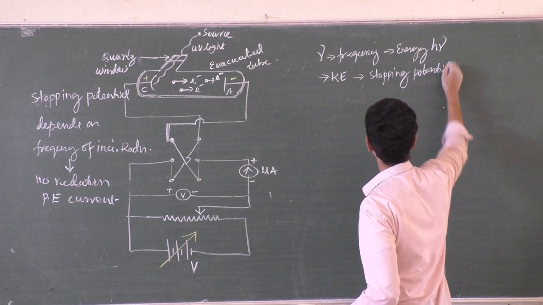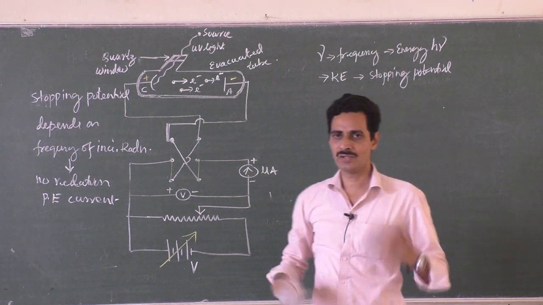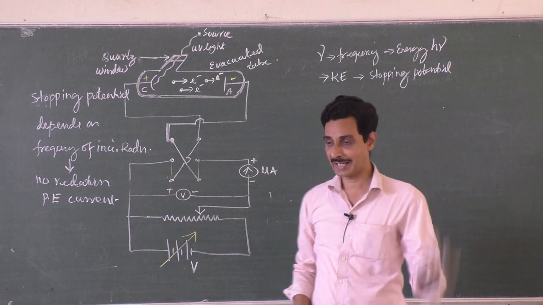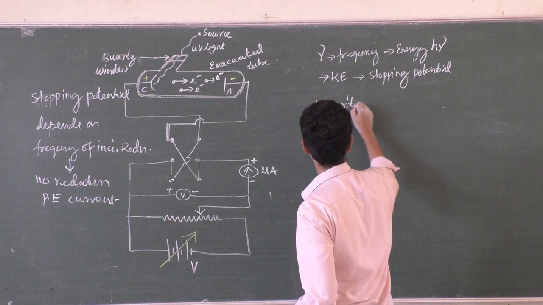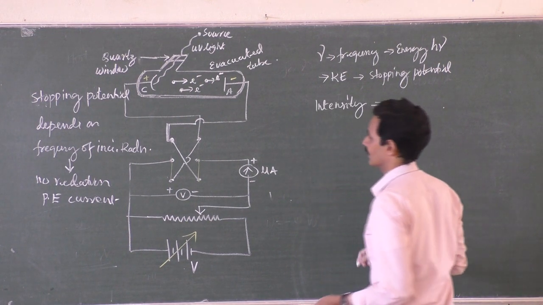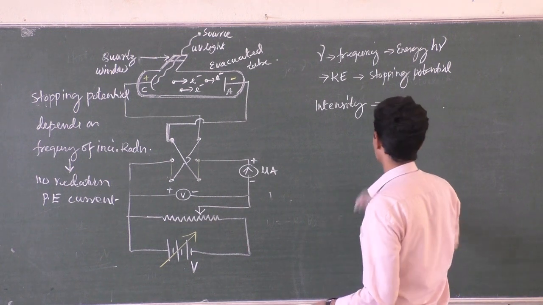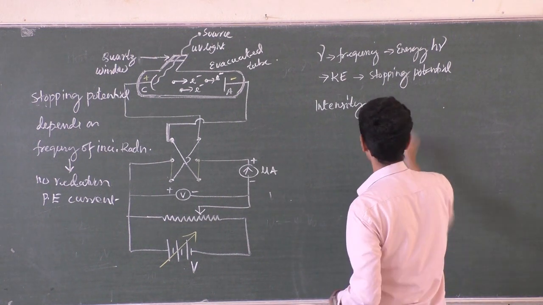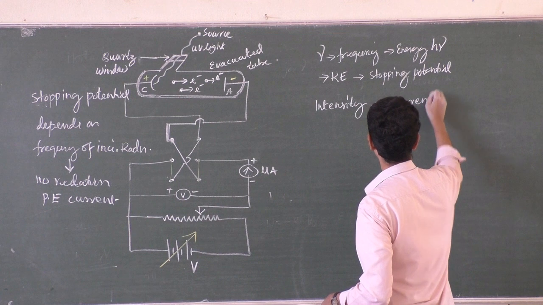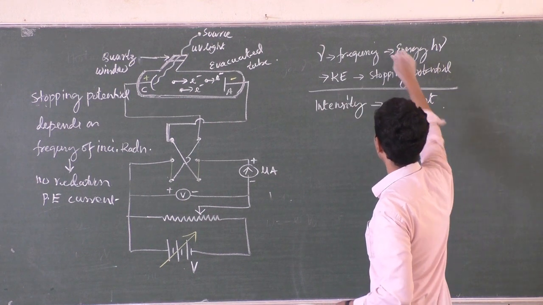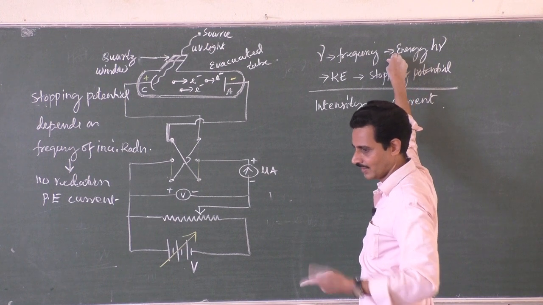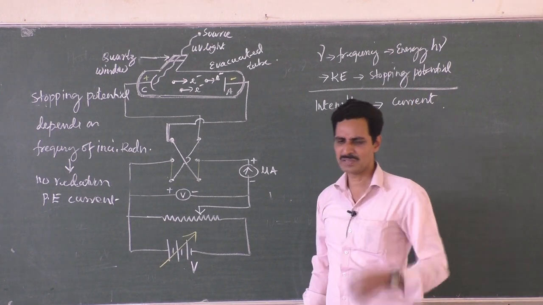But no brightness, no intensity, no current comes into this picture. Whereas if the intensity of incident light is increased, that increases the number of photons, that increases the number of electrons, that increases the photoelectric current. And here frequency doesn't come into the picture at all. Here intensity doesn't come into the picture at all. This idea must be very clear.